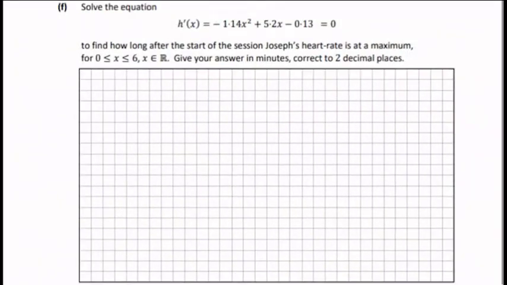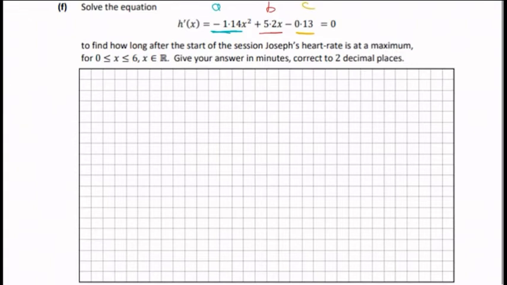Part F is the final part. So we need to solve this equation h dash of x. We can see the equation is in quadratic format, so therefore we need to use the quadratic formula or the minus b formula. So we can look at the coefficients here, and we have the a, we have the b, over here the coefficient of the x, and the c is the coefficient at the end.